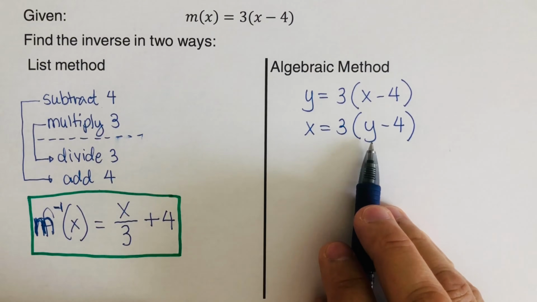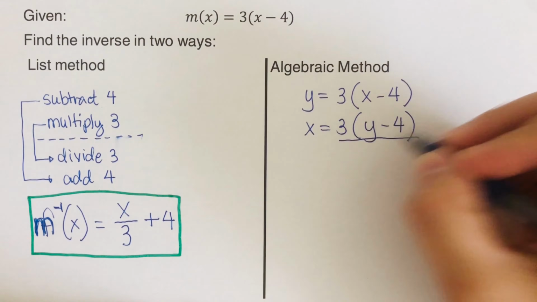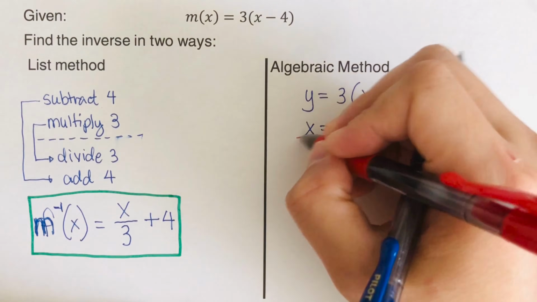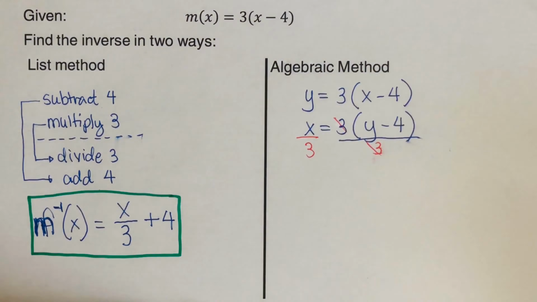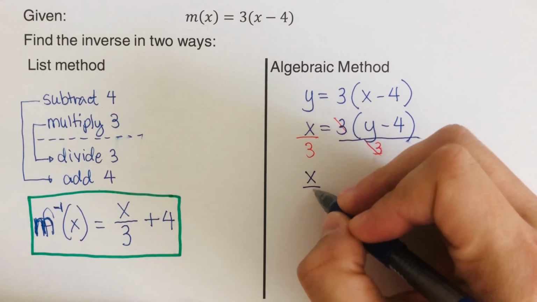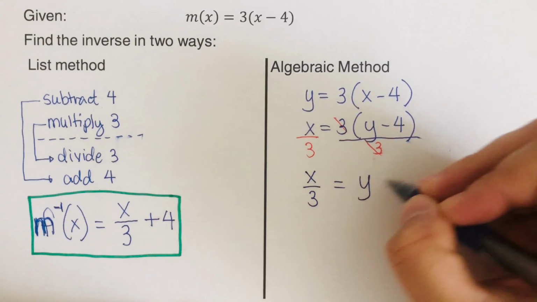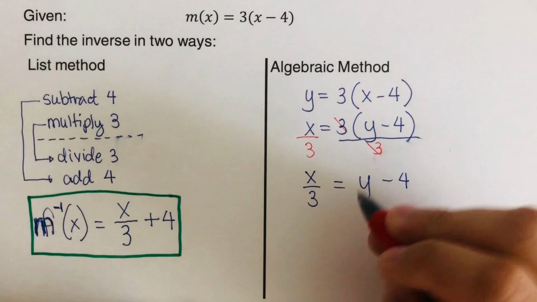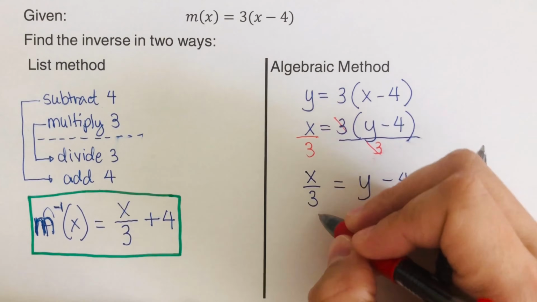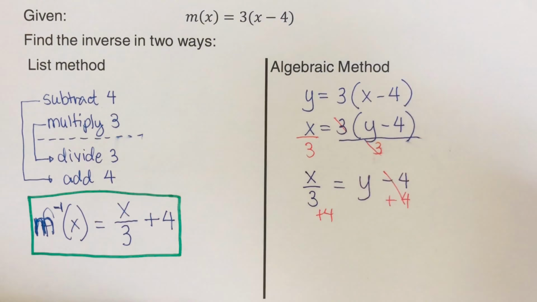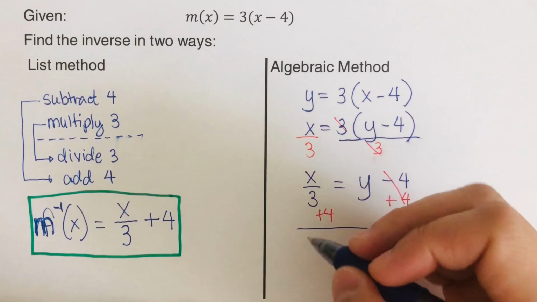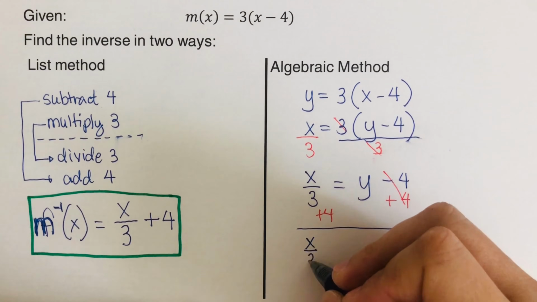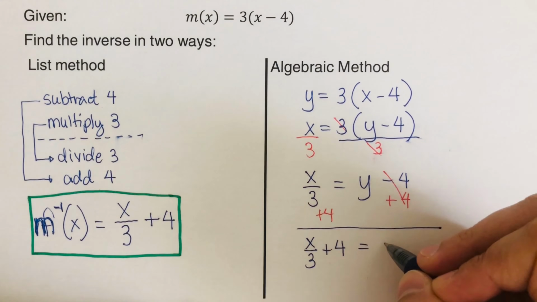And then we want to solve for y by itself. So I'm going to divide both sides by 3. Divide this by 3, so I can cross this out. So I'm left with x over 3 equals y minus 4. I want y by itself, so I add 4 to both sides. I can cross that out. So I'm left with x over 3 plus 4 is equal to y.